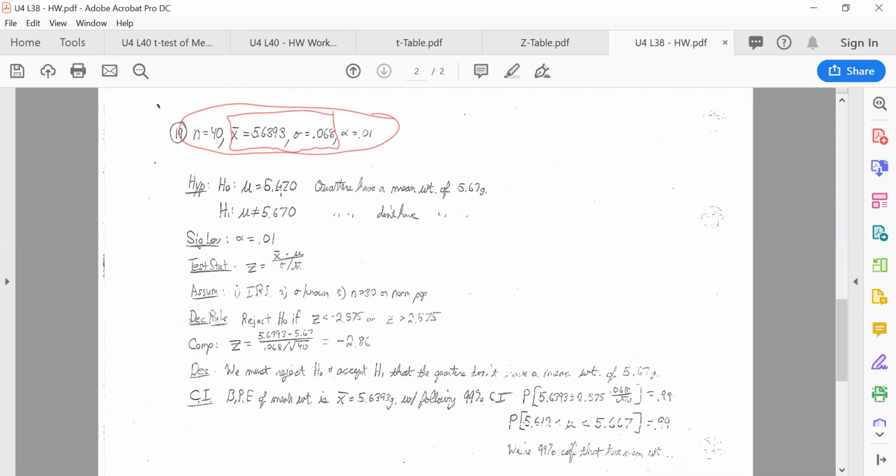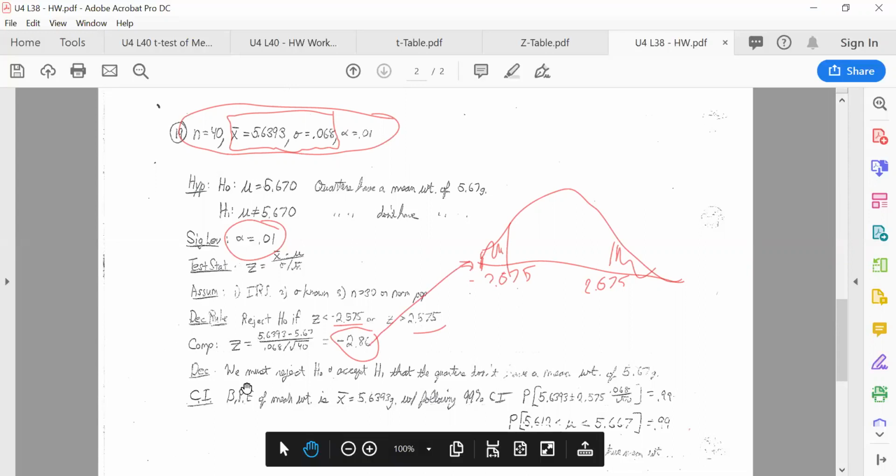I got mu equals 5.67 versus it's not, alpha 0.01, z statistic. What's the alpha 0.01 z statistic? It's plus 2.575 or less than negative 2.575. I'll draw this picture really fast. Here's 2.575 and negative 2.575. And when I do my computation, I get negative 2.86. Negative 2.86 falls over here, in the reject HO region.